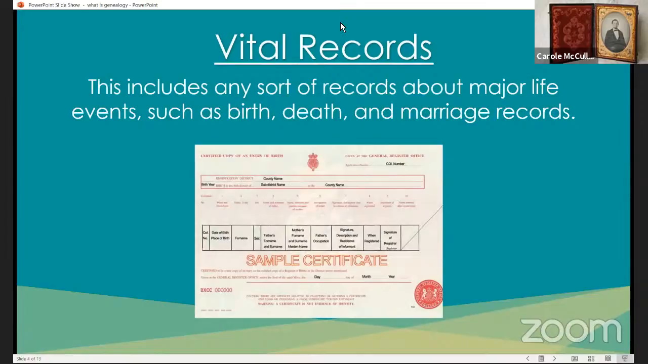The next term to understand is the vital records. When we are researching for our ancestors, we're mostly looking for records about major life events such as birth, death, and marriage records. You'll often hear them referred to as BDM, birth, death, and marriage.